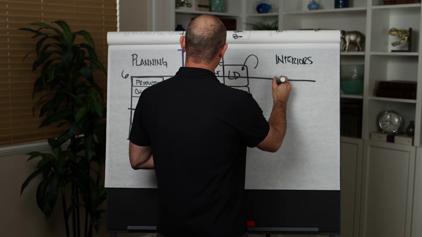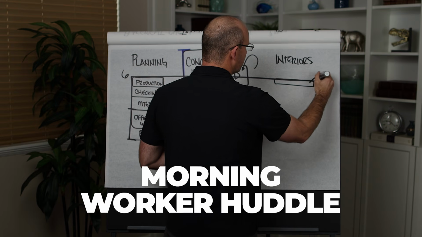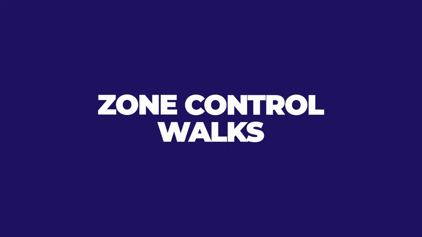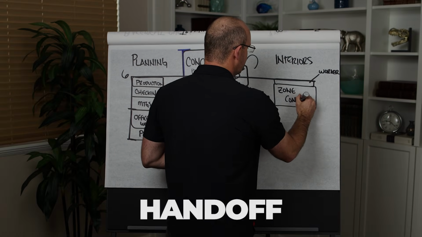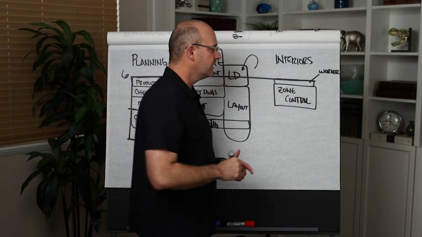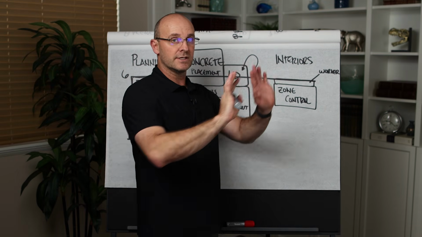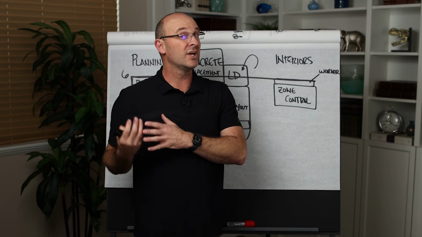And then when you're in the interiors, let's say that you're moving through that building, one of the things that you'll really want to do is obviously attend the morning worker huddle. So I will just write worker. And then you will want to help the superintendents with what's called zone control walks. That means wherever there's a handoff from zone to zone, you are going to go help the lead person or the assistant superintendent to make sure that we're clearing the way out ahead of the trade partners in their wagon or task, and that we're punching as we go.